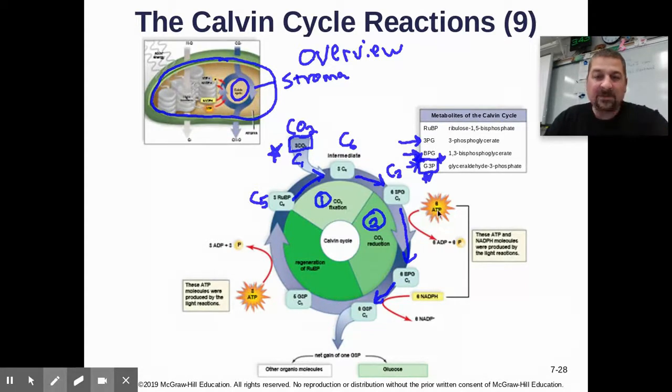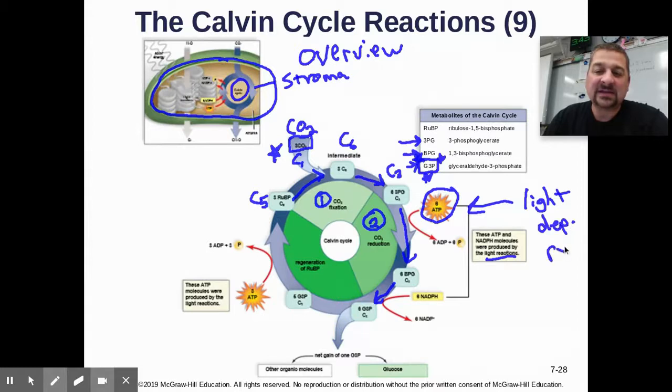So how do we get from the 3PGs to the G3Ps? Two steps here. The first one, we're going to dump in energy. So here's the ATP. Remember, where did they come from? These are coming from the light-dependent reactions. So first we're going to dump in some energy, and then also the NADPH, which is the electron carrier. So we're dumping in capital E for energy, and we're going to dump in electrons. Remember, if we're adding electrons, we are reducing. So we're going to reduce BPG into G3P. So CO2 is reduced. We've added electrons from the light-dependent reactions.